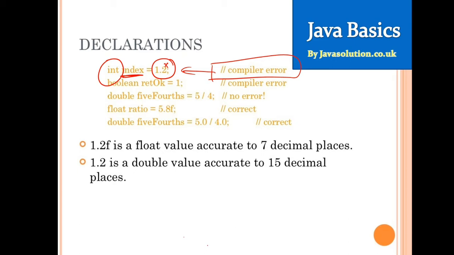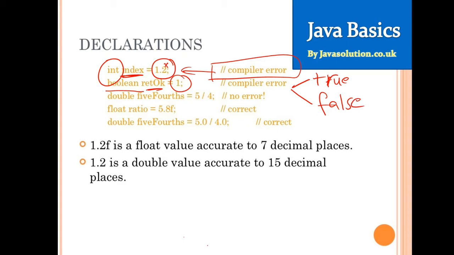If you define a boolean value, this is a boolean variable name. It can be any name, with the value 1. The compiler gives you an error because the compiler is looking for one of two values for a boolean, which is either true or false.